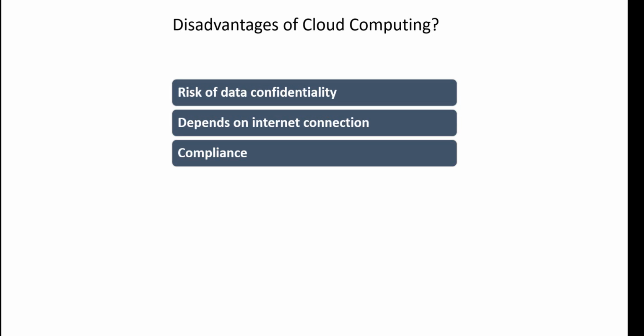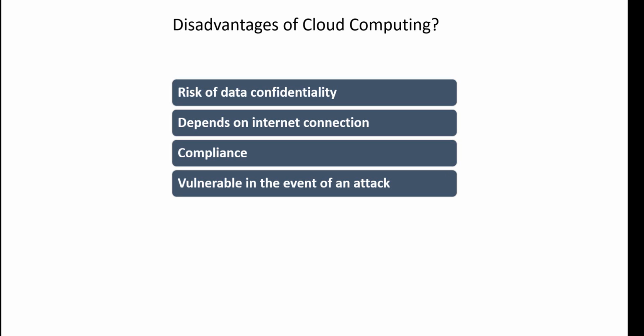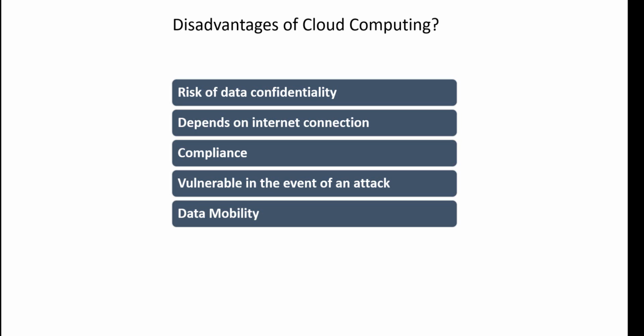Data compliance, which refers to the risk of the provider's level of compliance deviating from the regulations applied by the user. Vulnerability to attack. In cloud computing, every component is online, which potentially exposes our infrastructure and data to vulnerability. Data mobility, that means our data is in the cloud, so we can download it onto our device, and that exposes our data to the vulnerability of attack.